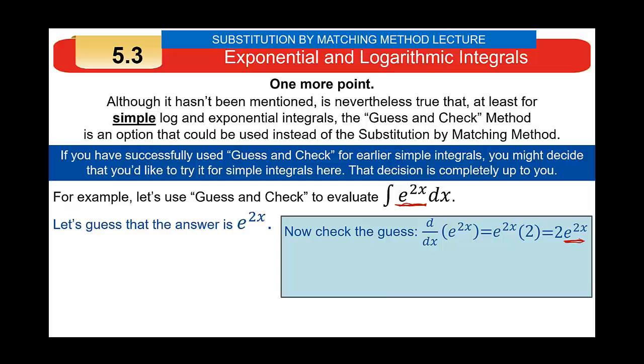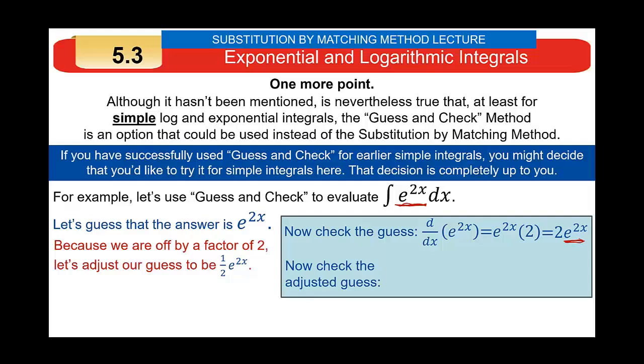Remember, guess and check says if you're off by a numeric factor, that's okay. You can adjust the guess, and since my answer came out twice as large as I was looking for, maybe I'll go back and adjust my guess to be 1/2 e to the 2x. And what do you do? You check your adjusted guess by taking its derivative and see if it matches the original integrand. Well, the derivative of 1/2 e to the 2x, the 1/2 just sits there, and the derivative of e to the 2x is e to the 2x times 2. But this time, the 2 and the 1/2 multiply each other away, and you get e to the 2x, which is in fact an exact match for the integrand.